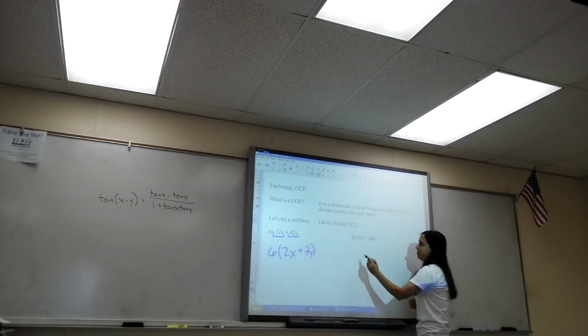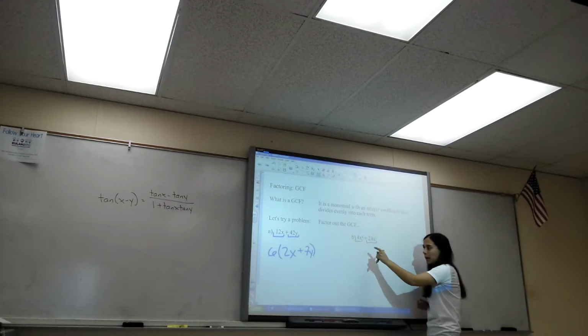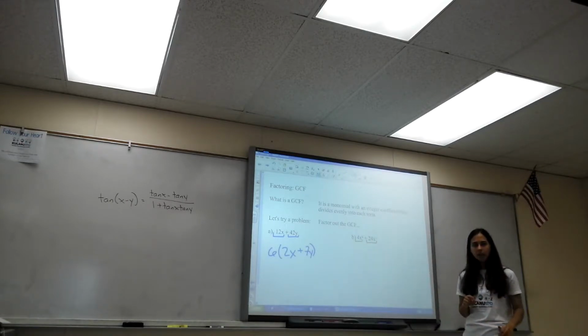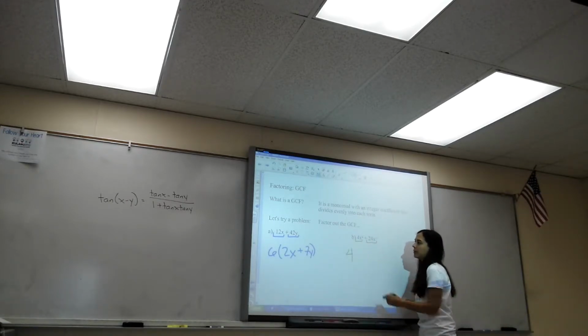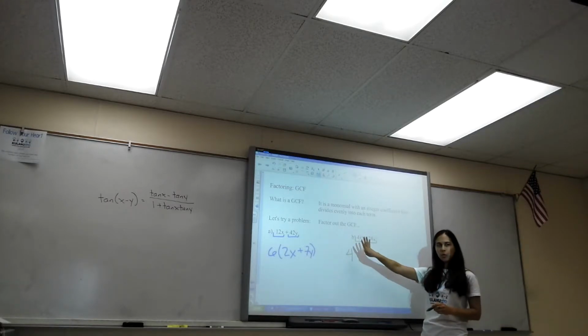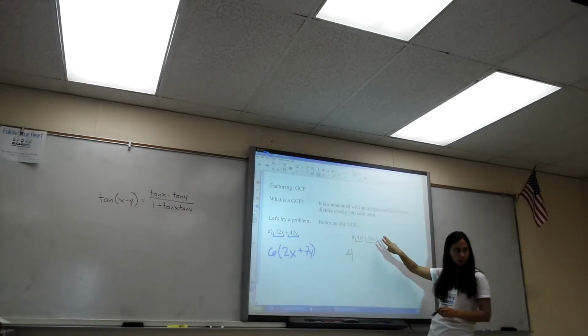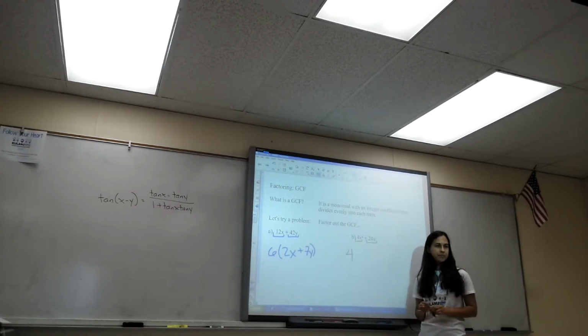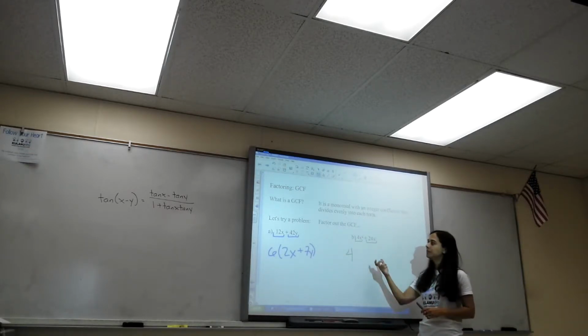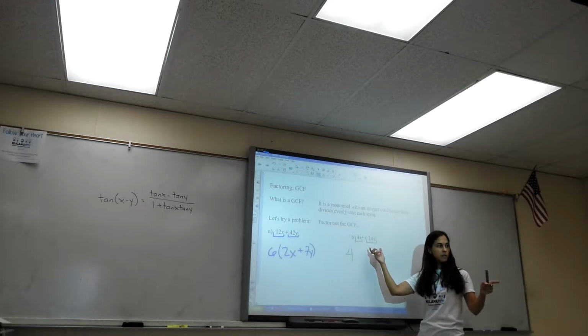All right, so let's do this one. If I look at my first term and my second term, what about my coefficients? What do they have in common? Okay, so I can take the 4 out. Now my first term has x to the 4th, which is really 4 x's. My second term has x cubed, which is 3. So how many do they have in common? 3. Out of each one.